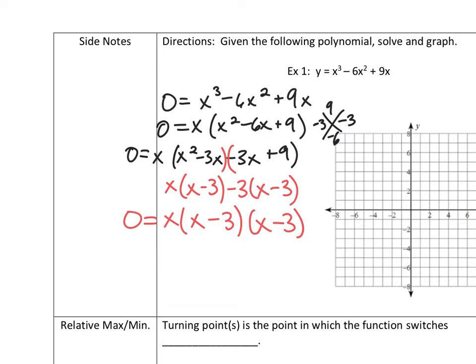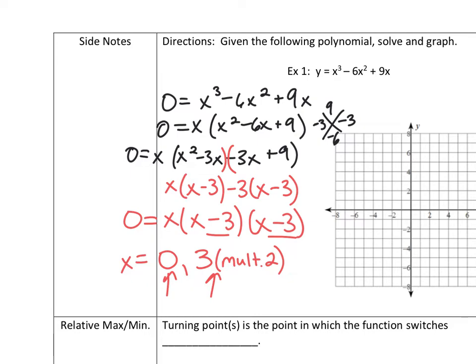So if I look, I end up with x equaling 0 and 3, but I actually end up with two 3s. So technically this has a multiplicity, we'll abbreviate it, of 2. I have one 0, so that's just a multiplicity of 1. And then I have two 3s, which is a multiplicity of 2.